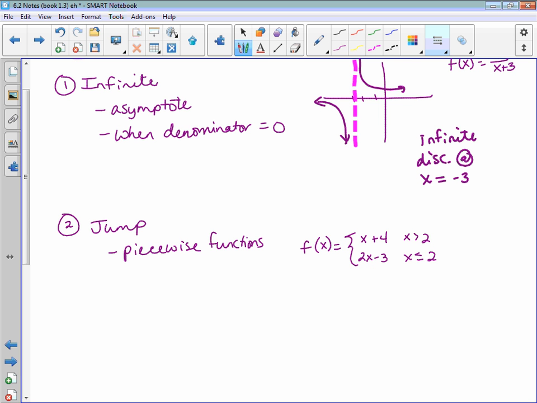Okay. So if I plug the 2 into the top equation, you guys see I get 6. And if I plug the 2 in down here, I get 1. These do not match, do they? Okay. So without graphing it, you know that it is discontinuous. Like there's a jump at x equals 2.